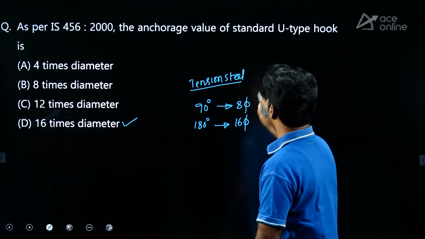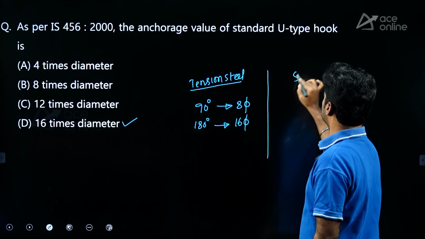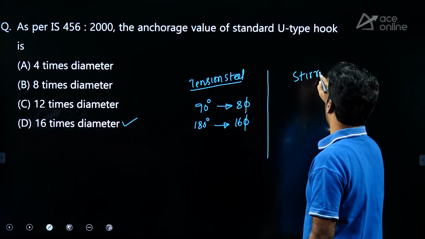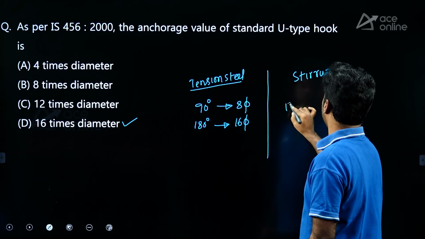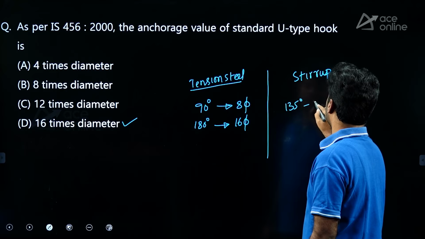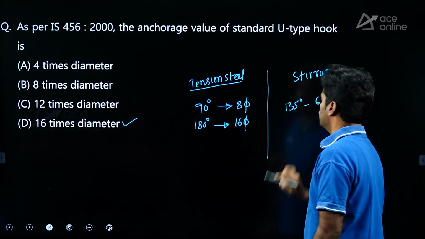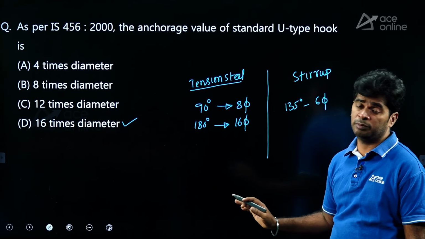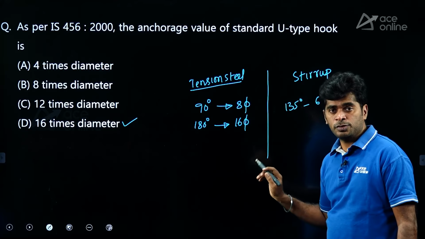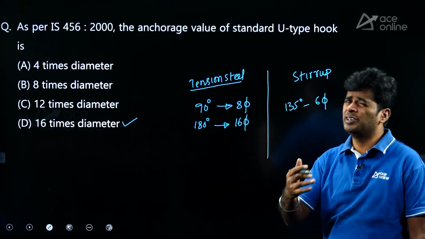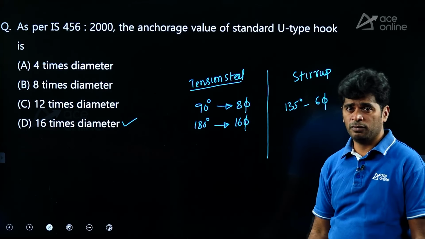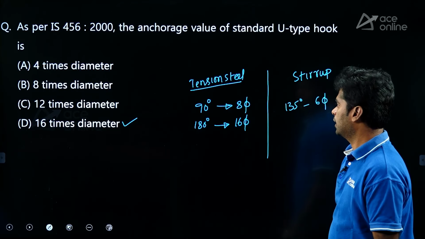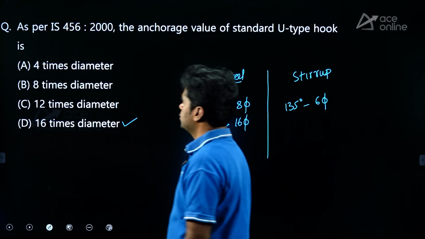Coming to the stirrups, there is a chance to ask for 135 degrees bend, what is the anchorage value? Anchorage value should be 6 times diameter of the bar. You just remember these three. You can expect any one of these for the exam, okay? Right, then coming to the next question.